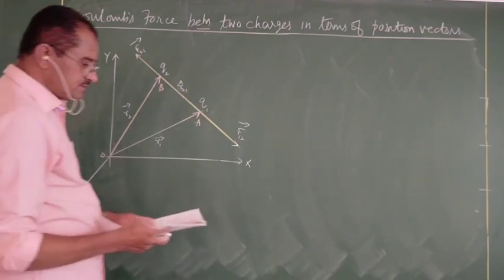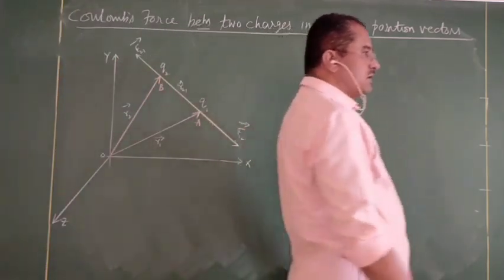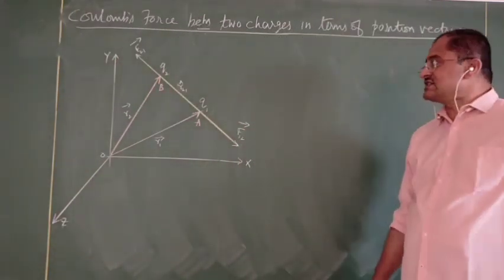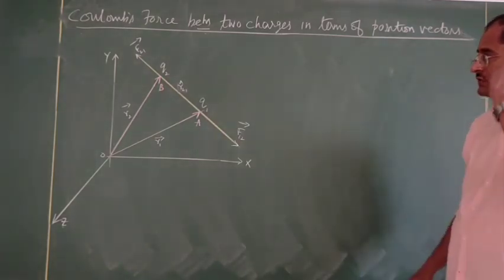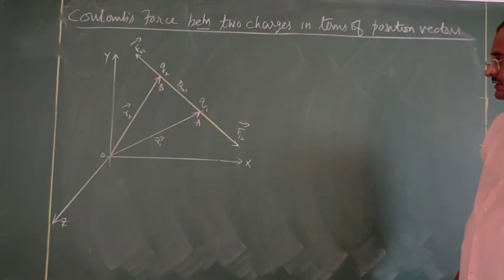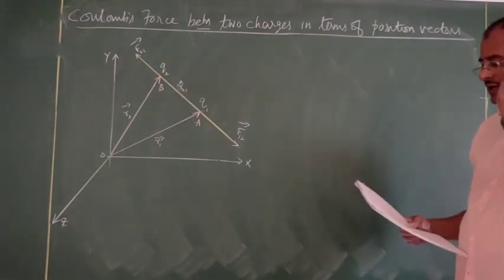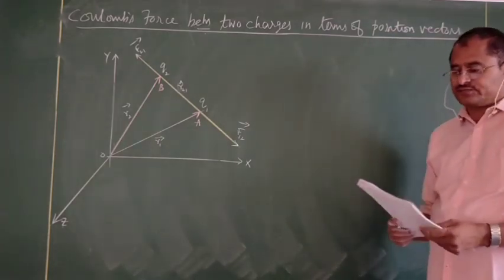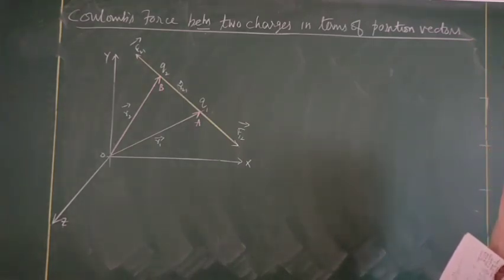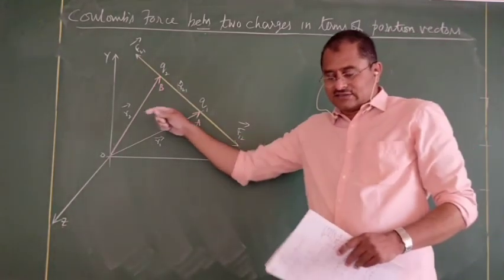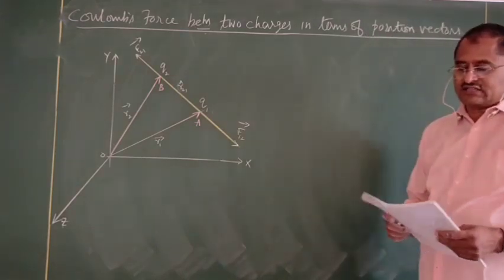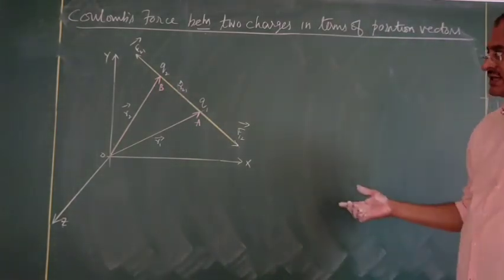In this particular diagram, I have shown two charges, point charges Q1 and Q2 located at points A and B. They are placed in vacuum. The position vectors of these two charges from the origin O I have denoted as R1 vector and R2 vector. I suppose you can see that very clearly in the diagram.